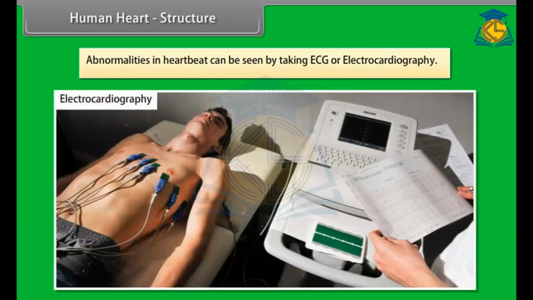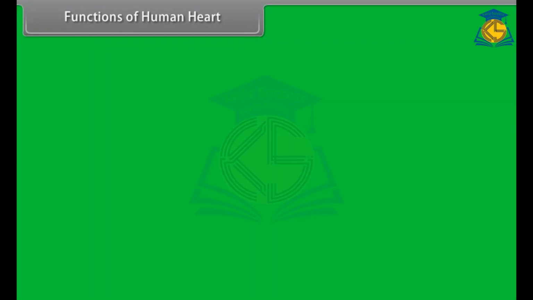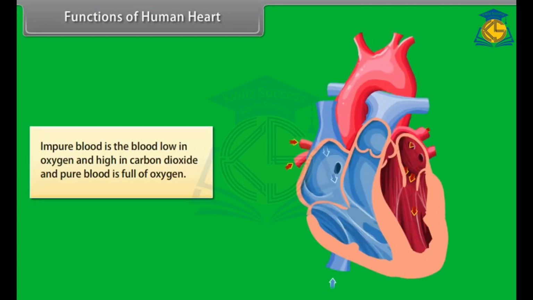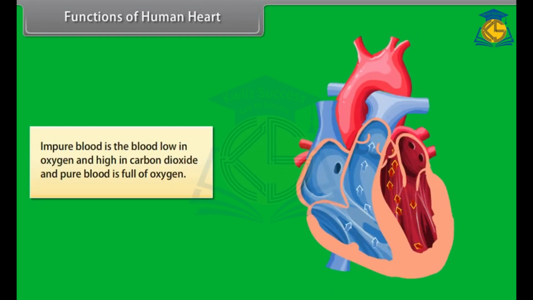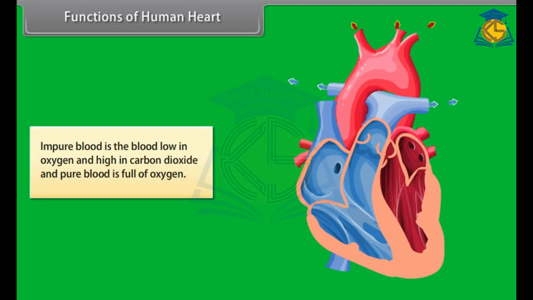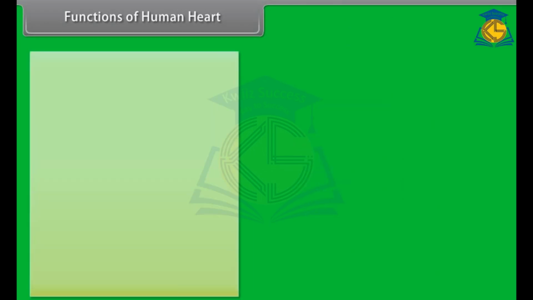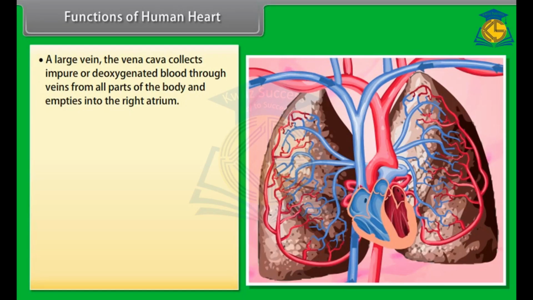Abnormalities in heartbeat can be seen by taking ECG or electrocardiography. Functions of the human heart. Impure blood is the blood low in oxygen and high in carbon dioxide, and pure blood is full of oxygen. A large vein, the vena cava, collects impure or deoxygenated blood through veins from all parts of the body and empties into the right atrium.